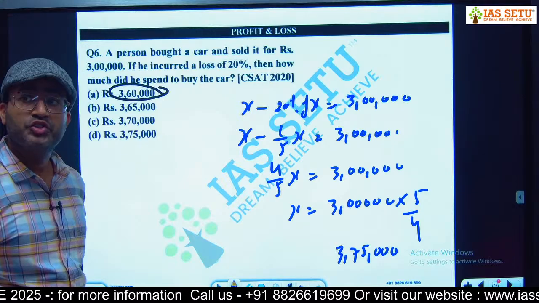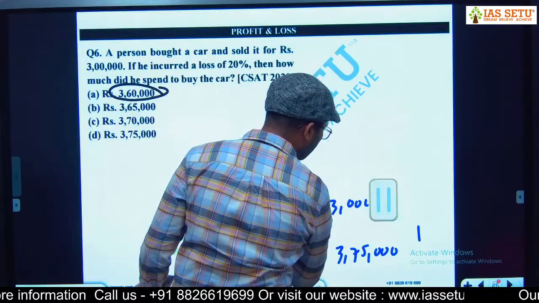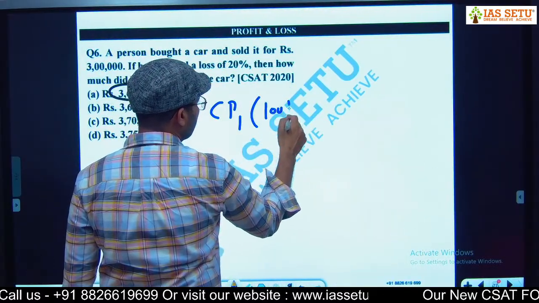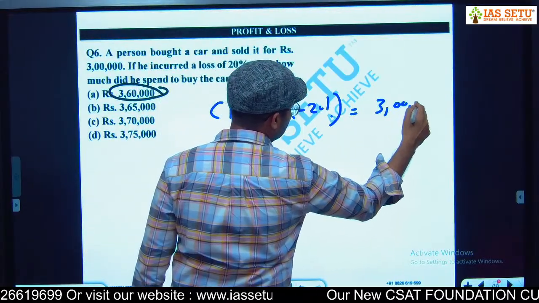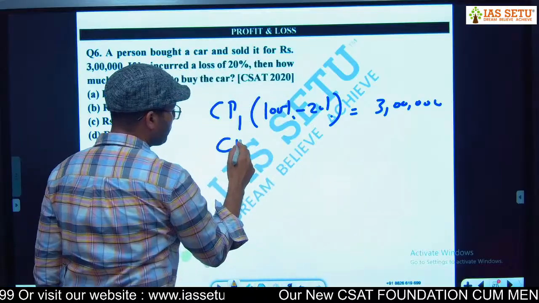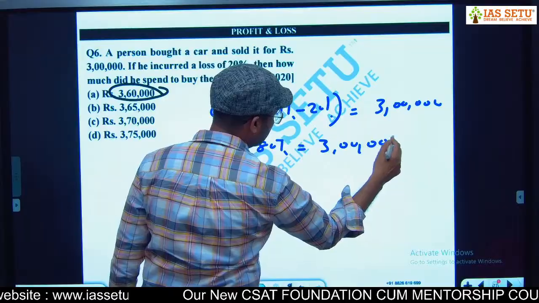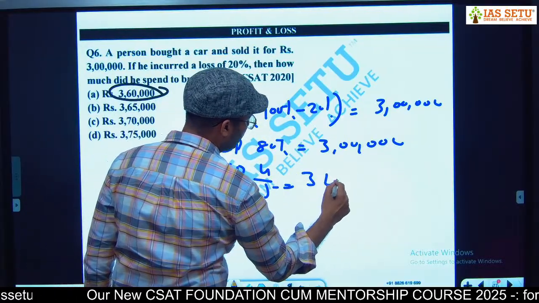Yeah, chain rule याद है? When it is a profit we add, when it is a loss we subtract. Cost price, 100% minus 20% is equal to selling price. Cost price into 80% is equal to selling price. What is 80%? 4 by 5 is equal to 3 lakh.